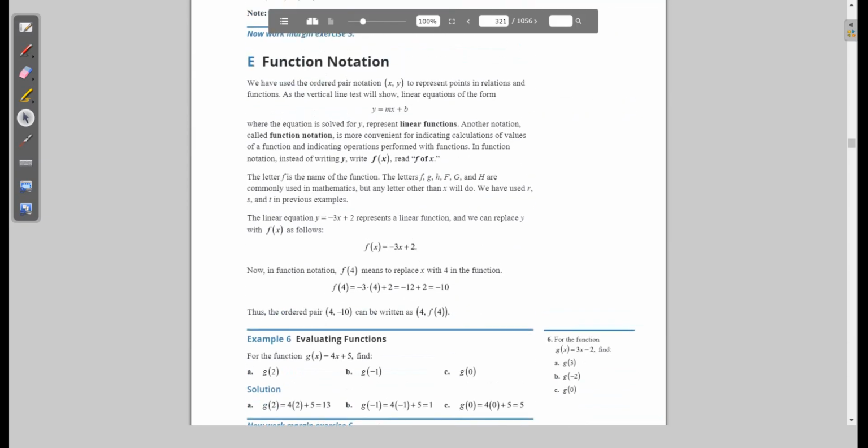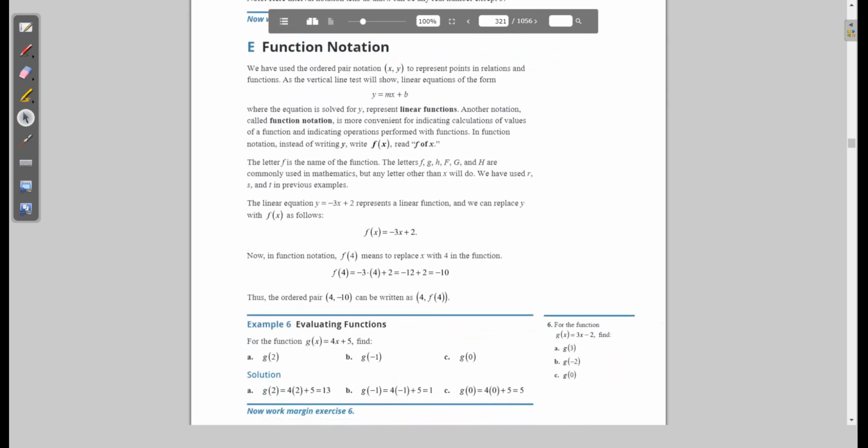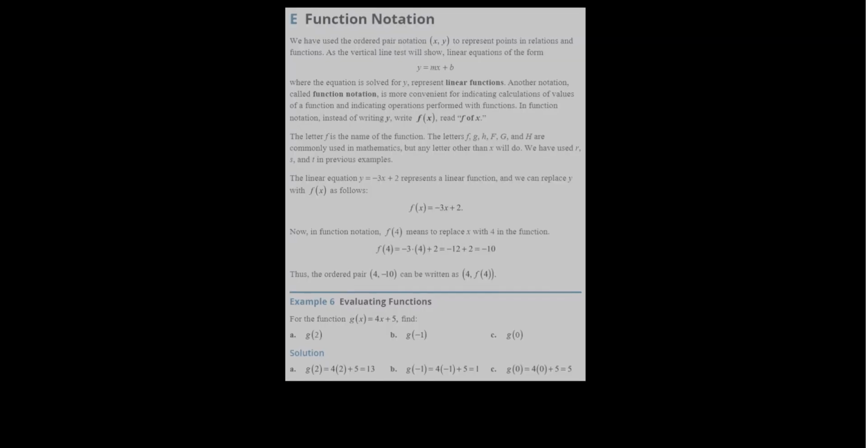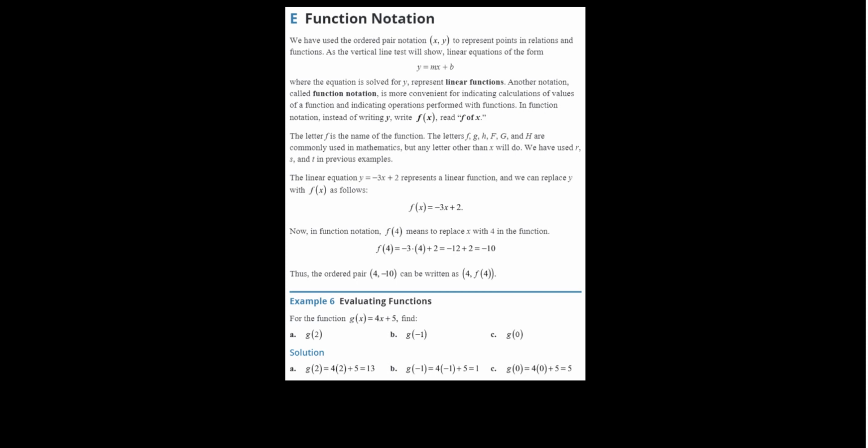Next up, we're going to have function notation, and we're just going to go ahead and snip this whole thing. Again, one of those problems is pretty easy. So function notation goes like this. We have y is equal to mx plus b. We can essentially change that y into an f of x, all right? And we read that as f of x. So it can essentially be read as f of x is equal to mx plus b.